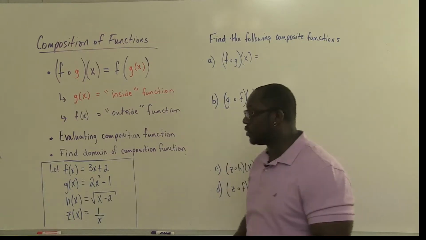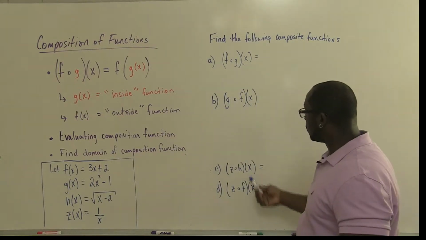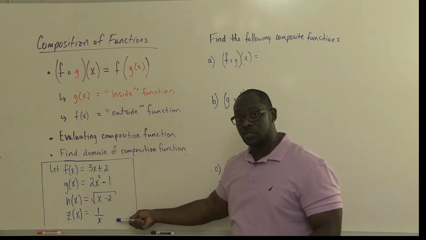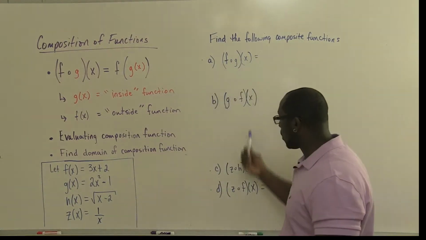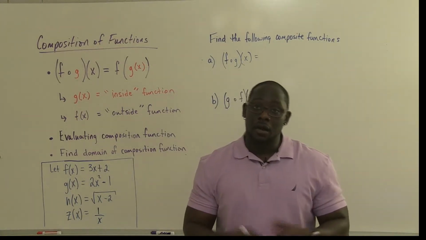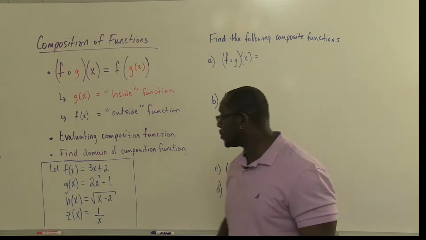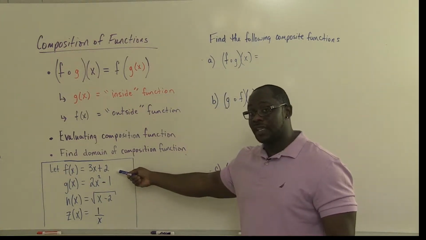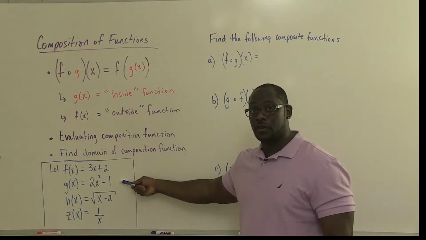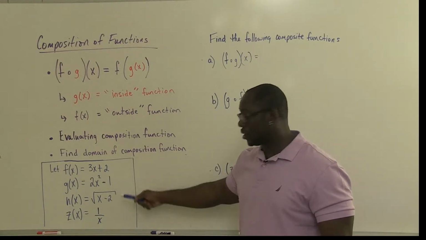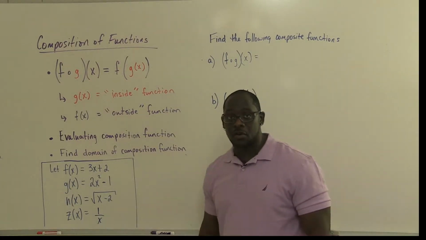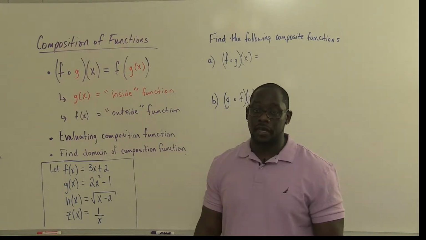What we're going to do here is look at these particular functions, given these original functions, and figure out what these are as well as what their respective domains are. All right, so let's go ahead and get started. We see that f of x is a linear function, 3x plus 2. g of x is a quadratic function, 2x squared minus 1. h of x is a square root function, and z of x is our quintessential rational function, 1 over x.